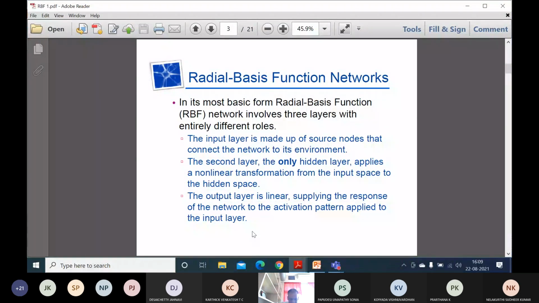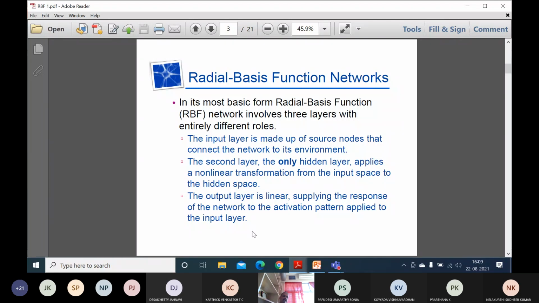Okay. Next, let us pass on to the next topic in module 2, which is radial basis function, otherwise called RBF. In the case of RBF, we have 3 layers. One layer is the input layer, the next layer is the hidden layer, and the third layer is the output layer.